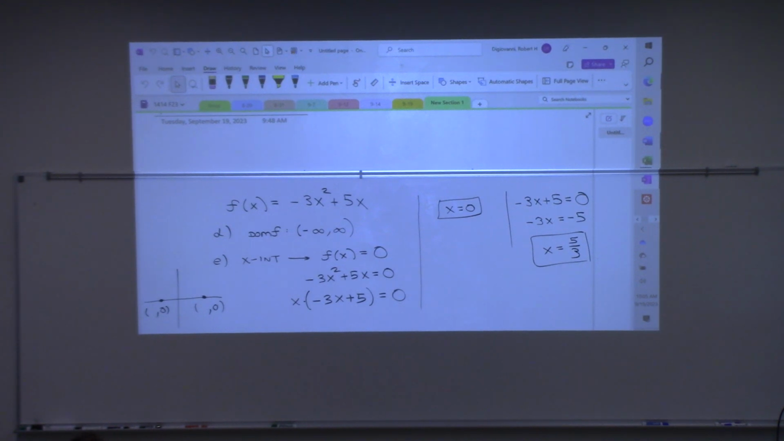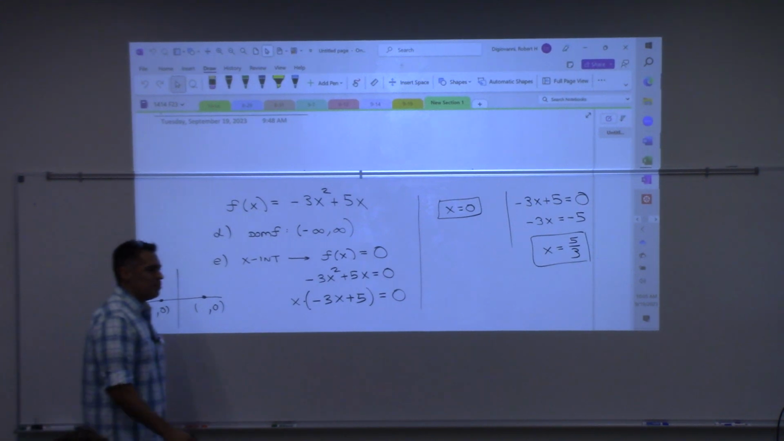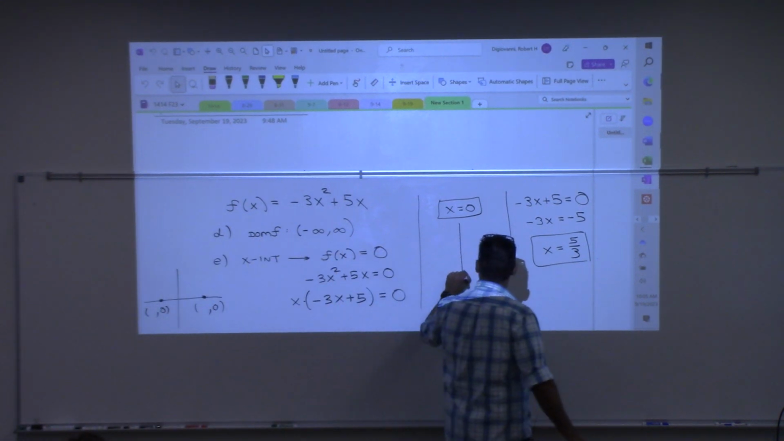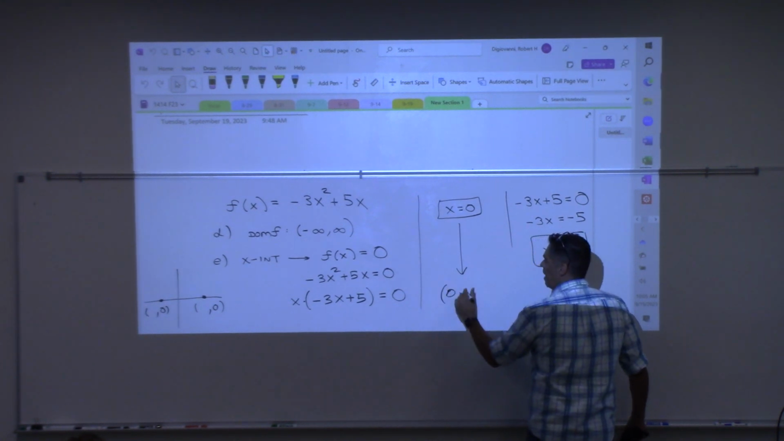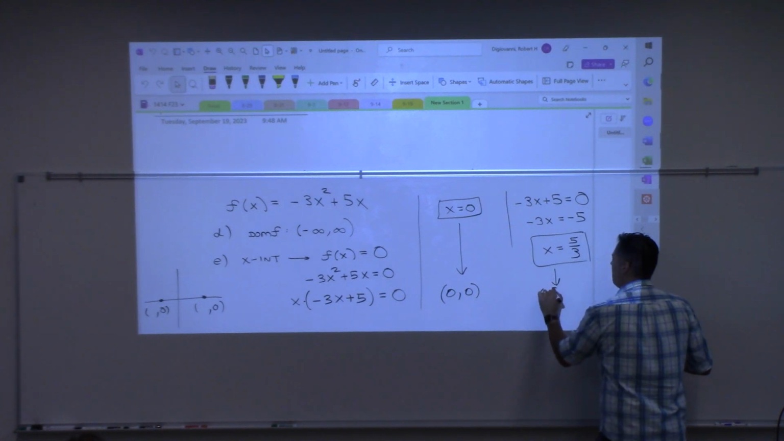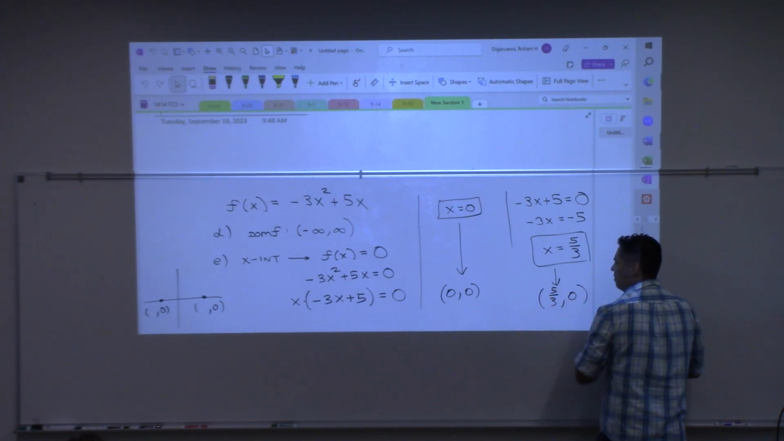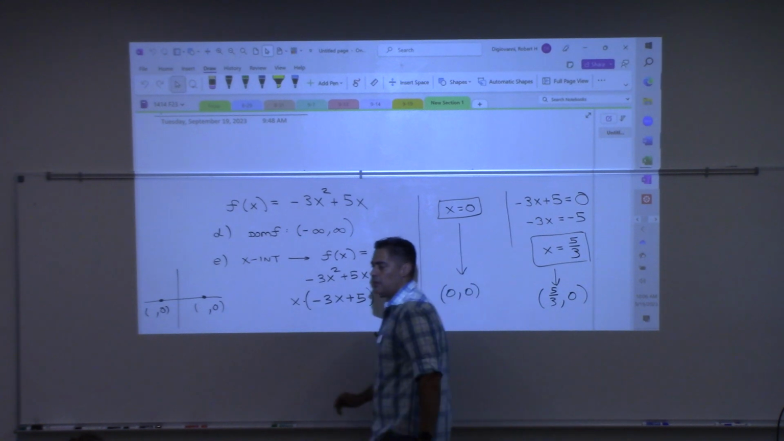Okay, I boxed those, but I actually want my final answer to be points. So if this is the x-intercept, that means when I plug in 0, it spits out 0. And when I plug in 5/3, it spits out 0. Those are my 2 x-intercepts.